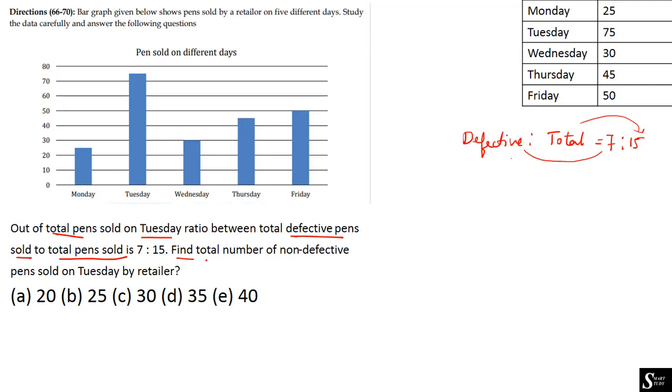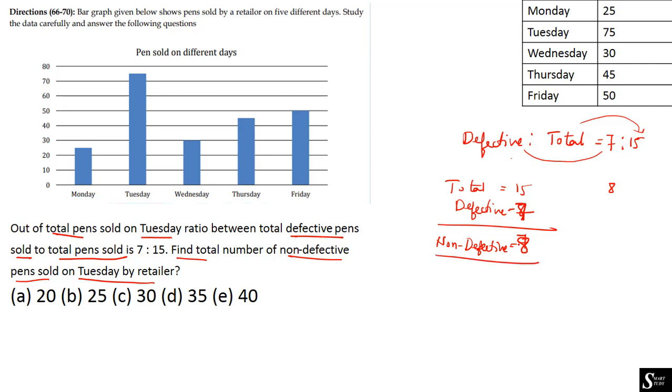The next information is, find total number of non-defective pens sold on Tuesday by retailer. So see here friends, if defective are 7 and total are 15, then the non-defective would be 15 minus 7, that is 8. I hope you understood. Whatever the difference comes out, that difference should be non-defective pens. So this 8 ratio is non-defective pens. So we need to find out these non-defective pens.